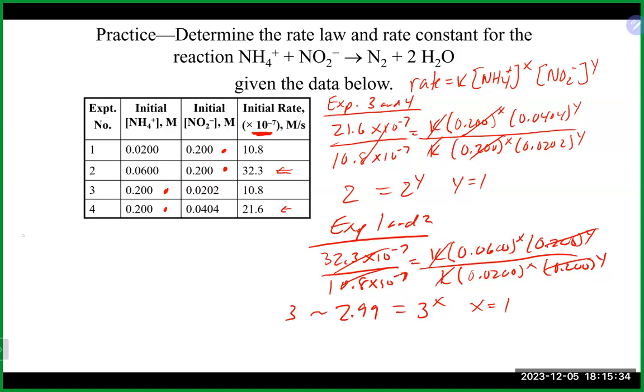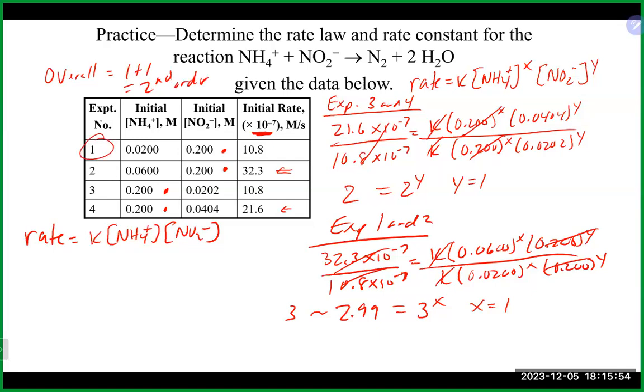So in this particular case, that means our rate law will look something like this. The rate is equal to K times our first guy here and our second. And overall order here is going to be 1 + 1, which is a second order reaction. Now we could solve for K once again by choosing any of the entries. So I'm going to choose the first one to put it in there. K in this case will equal the rate divided by NH4 plus NO2 minus.